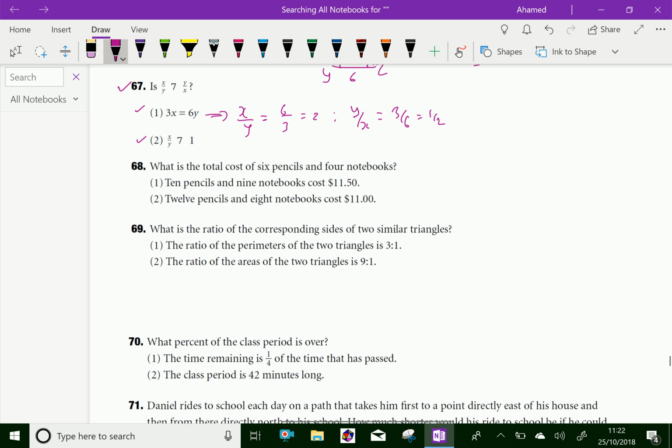Second one is x over y is greater than 1. It should be an improper fraction, meaning the numerator must be more than the denominator, then only x over y must be greater than 1. Then similarly we can find y over x, it should be less than 1. So from that we can find the answer to the question.